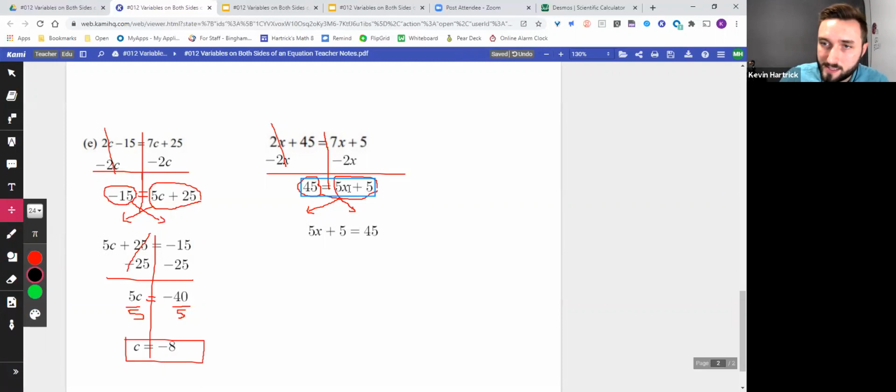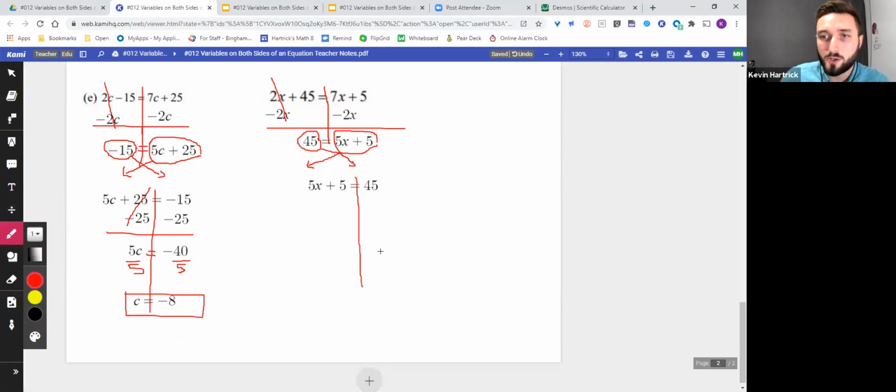Notice I kept this in the same order, 5x plus 5, 5x plus 5. I did not switch the order around. So I just literally took this expression right here, boom, and popped it over to the left side. I didn't change the order at all. Okay, now we're just solving a regular two-step. We should be getting really, really good at this by now.